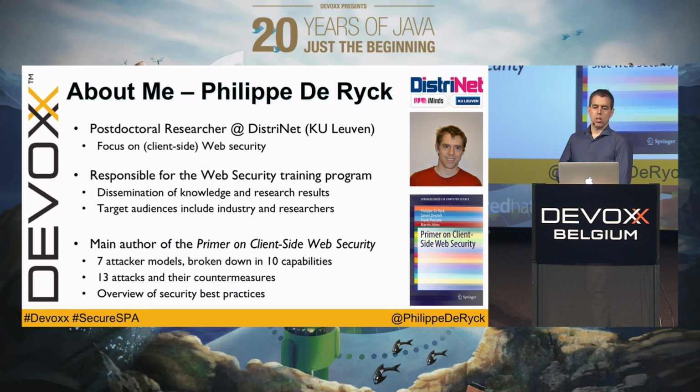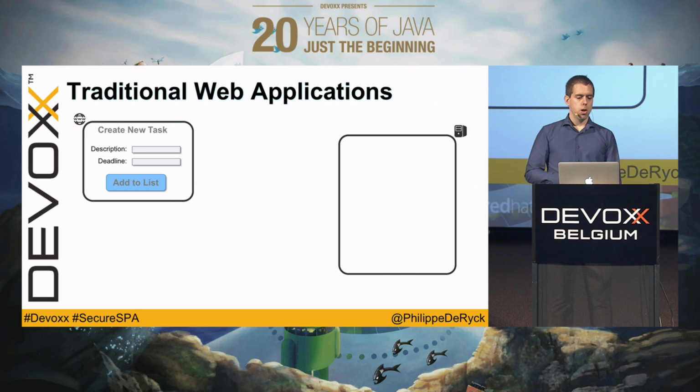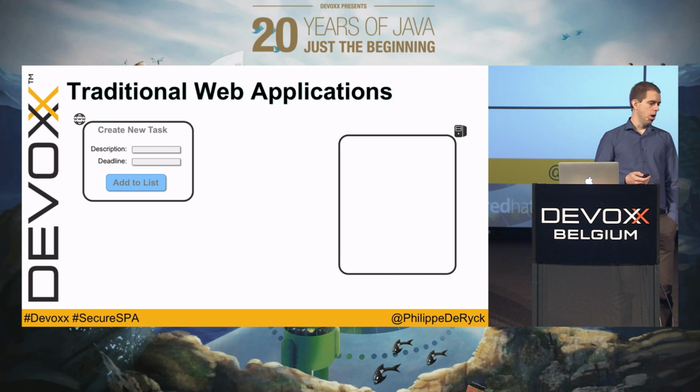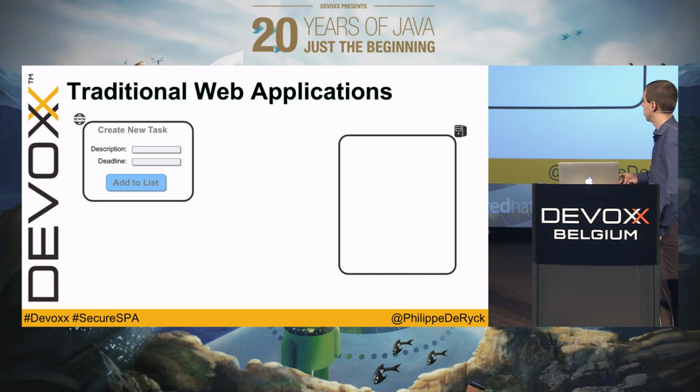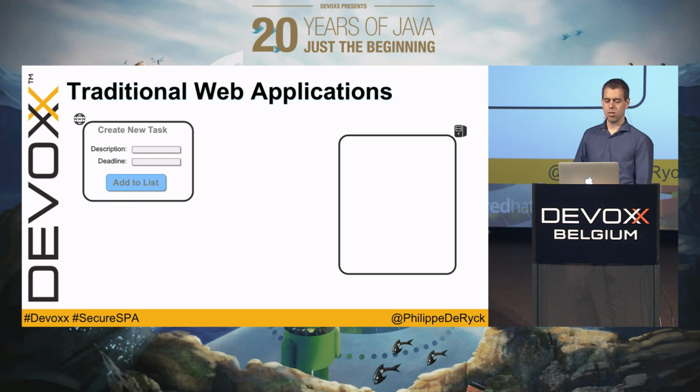Before we talk about single-page applications, let's talk about traditional web applications. Let's talk about how things used to be back in the day. Let's say you have a simple to-do application. I'm not sure I have a laser pointer, but the screen is larger than I'm used to, so I don't think it's very useful. But we'll see.